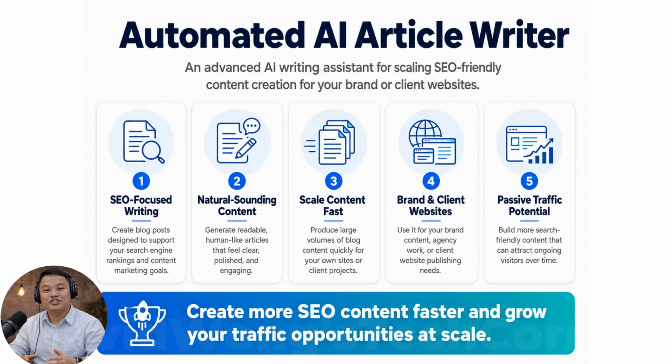Additionally, we are featuring the Automated AI Article Writer, complete with a full agency license. This tool lets you streamline your content marketing and scale your SEO efforts with an advanced AI writing assistant built to rank on search engines. You can generate search-friendly, natural-sounding blog posts at scale for your own sites or client projects, driving massive passive traffic while staying completely undetected by search algorithms.